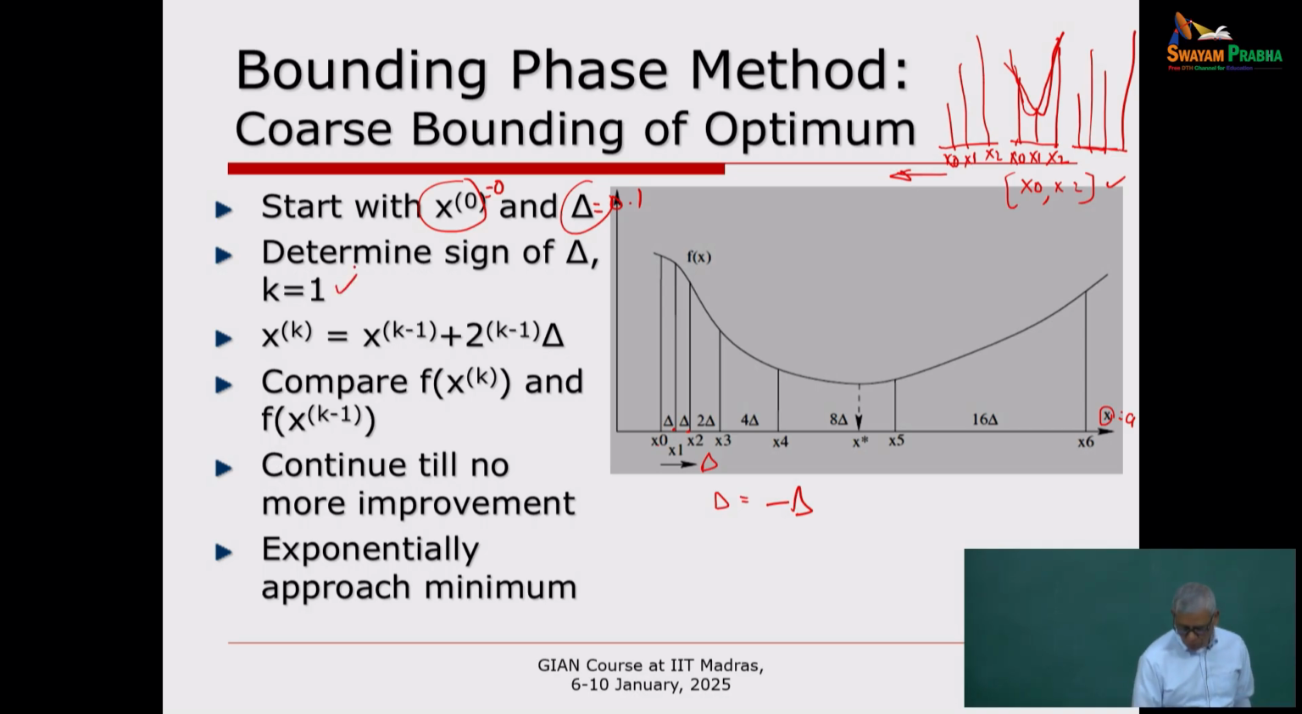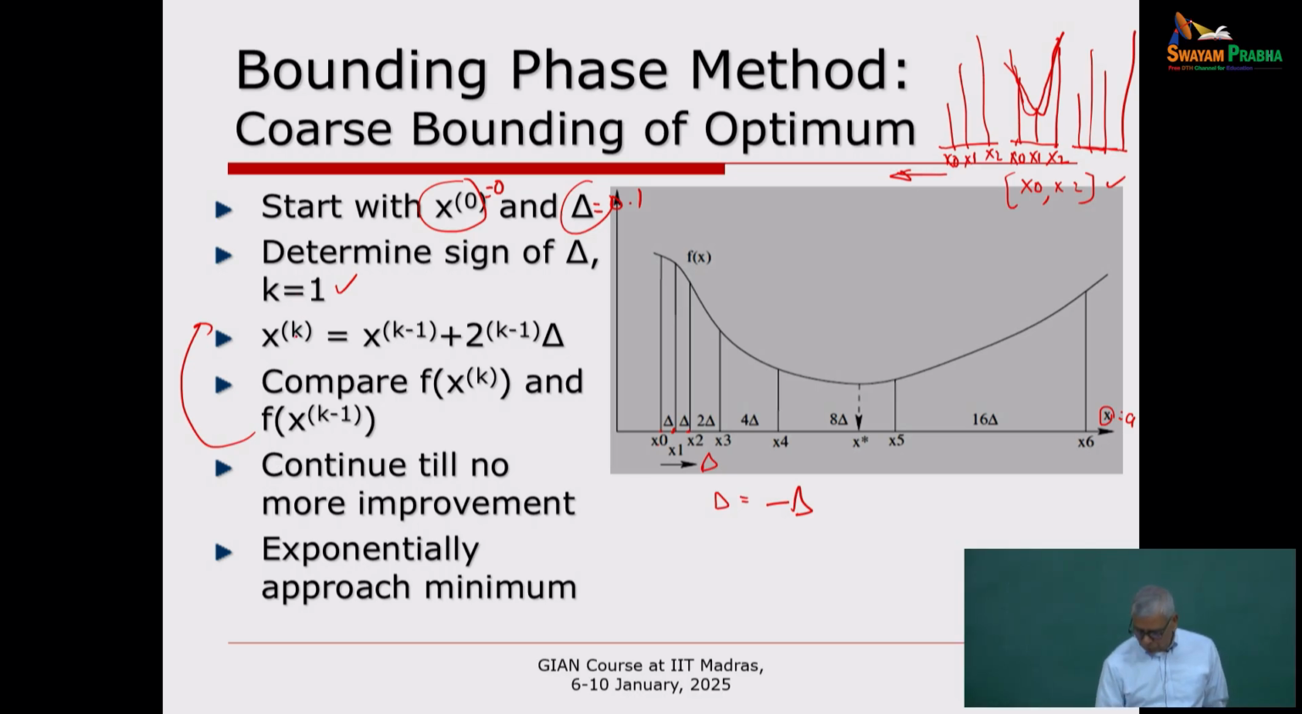Now you put k equal to 1 and use this formula to get x1. So you see, k equal to 1 means this is x0, plus 2 to the 0, which is 1, times delta. So basically you get x0 and x1 and you compare x1 with x0. If x1 is better than x0, if I am minimizing, if x1 is smaller than x0, then continue, then you move there, okay.